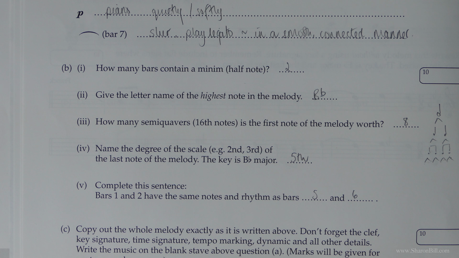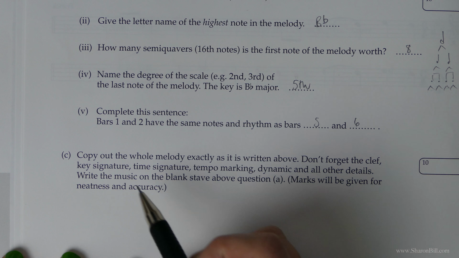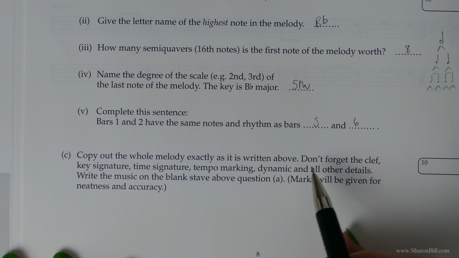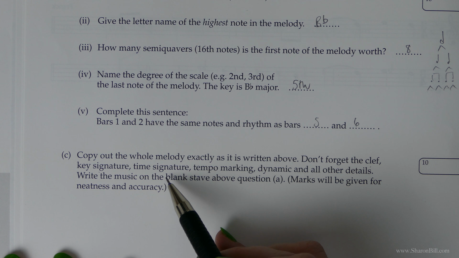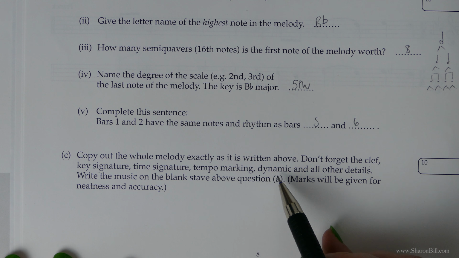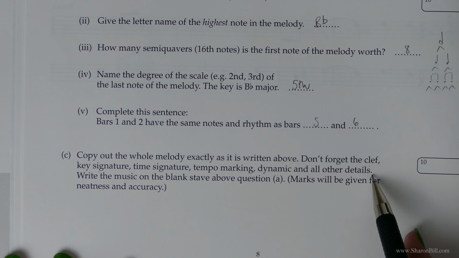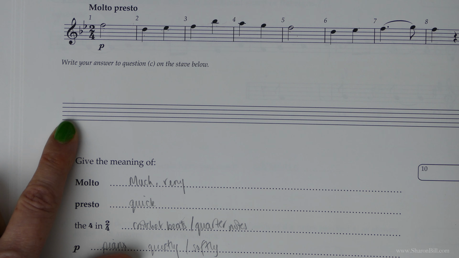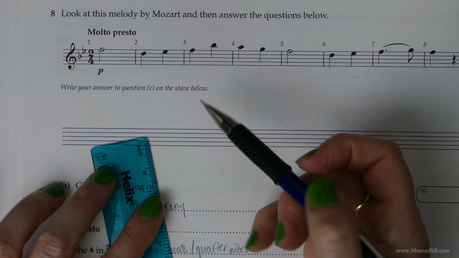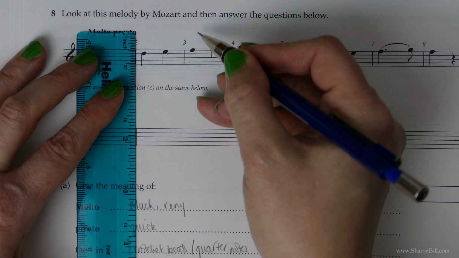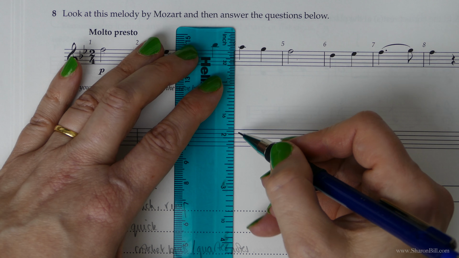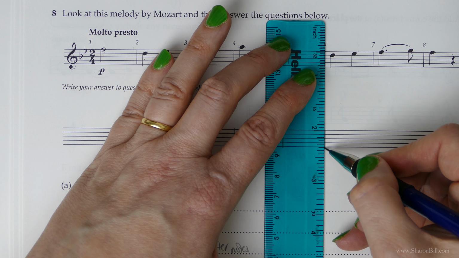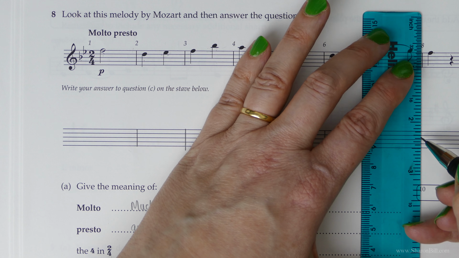And so the next one, the last part, it says copy out the whole melody exactly as it's written above. So we've got to write the whole thing out. Don't forget the clef, the key signature, the time signature, the tempo marking, the dynamic, and all other details. They've conveniently placed the stave here so we can easily see what it is that we're copying. And so I'm going to align all of my bar lines so I know I'm not going to get lost and lose track at which point in the extract I am. And keep everything neatly aligned, and then I know that I'm going to be accurate and not miss anything.